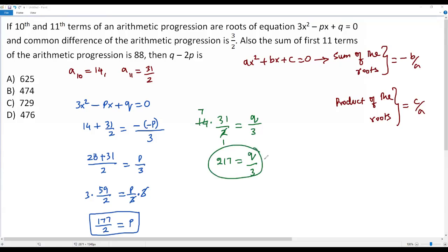Now to solve for q in this equation, I have to get rid of the denominator 3 over here. For that, I multiply both sides of the equation by 3. This 3 will cancel out. 3 times 217 is 651, which equals q. Okay, I got the value of q as well.